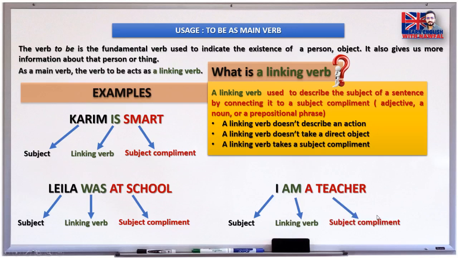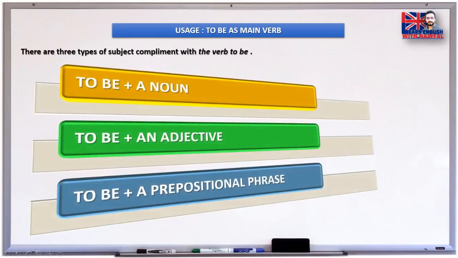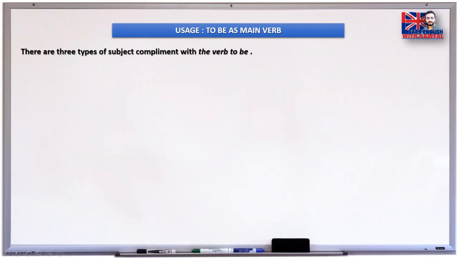So let's move to understand more information about the subject complement. There are three types of the subject complements with the verb to be. So a subject complement can be a noun or an adjective or a prepositional phrase. And of course, a prepositional phrase contains a preposition plus a noun. So let's begin with the first type.